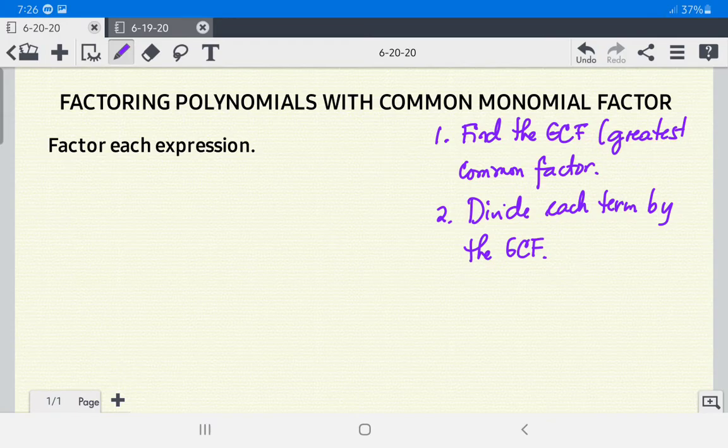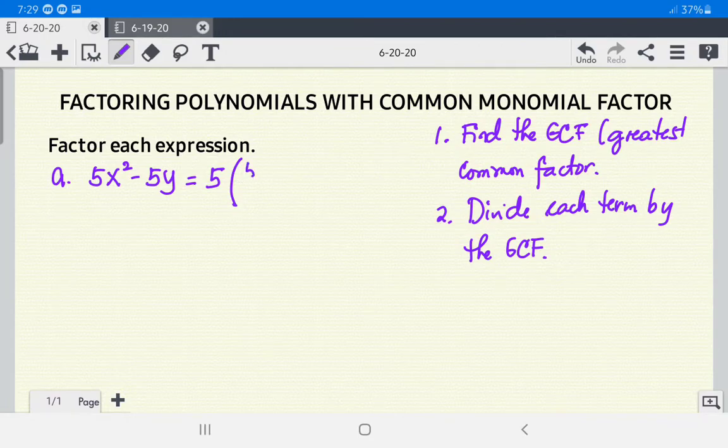So let us have letter A. Let's say we have 5x squared minus 5y. As you can see, the common factor here in the first term and then in the second term is 5. So this will be our first factor. Next step is we're going to divide each term by the GCF.